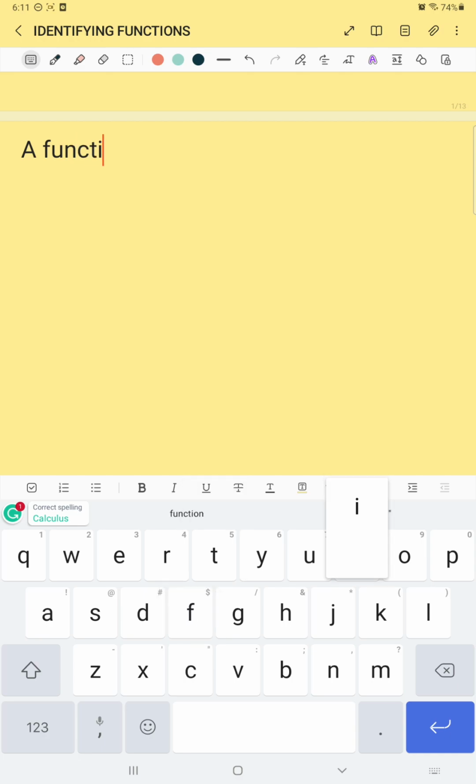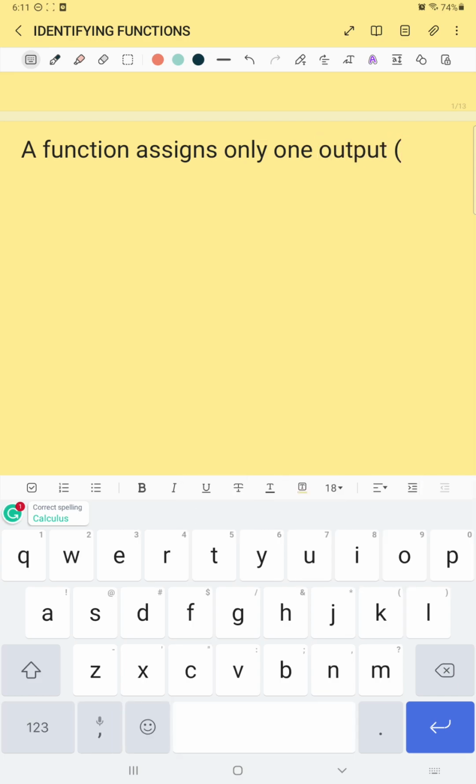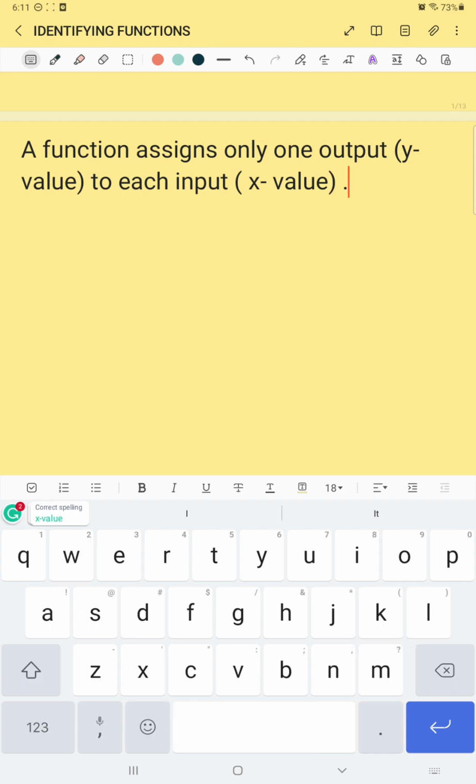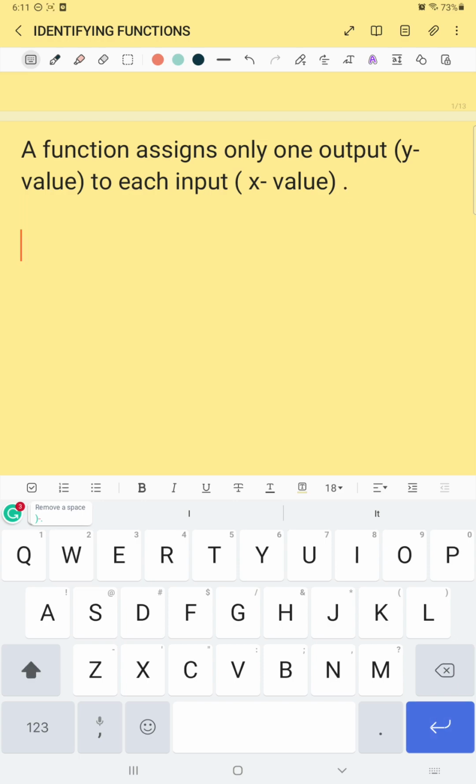A function assigns only one output, y value, to each input, x value. So what is a function? It assigns only one output or one y value to each input or each x value. So how to determine if a graph is a function or not?